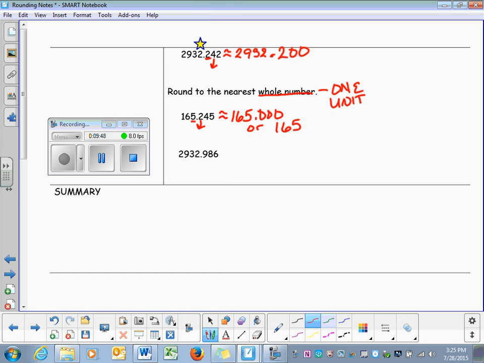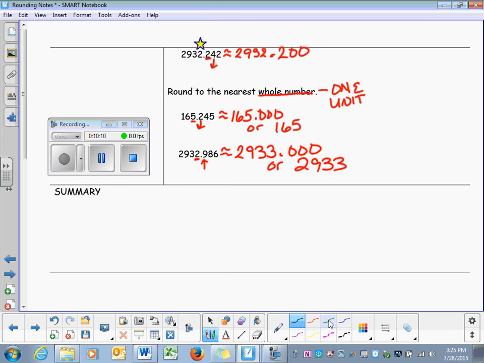For this one, here's my ones place. 5 or more, raise the score, so 9 means I'm going to go up. Approximately 2,930. The 2 goes up to a 3.000, or 2,933. Either way is correct.